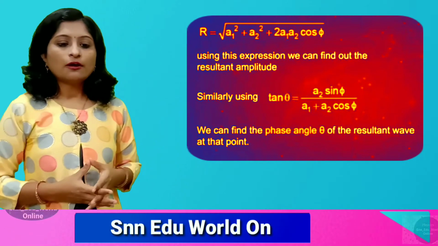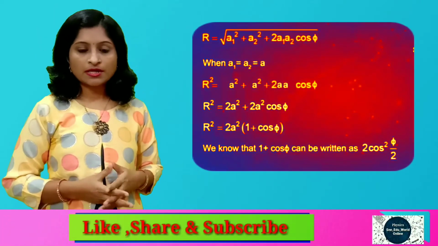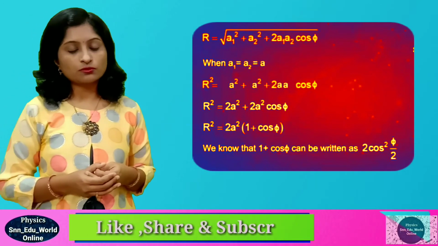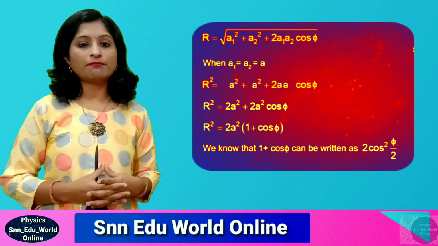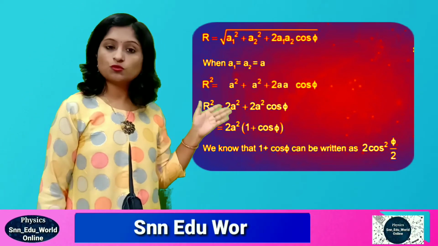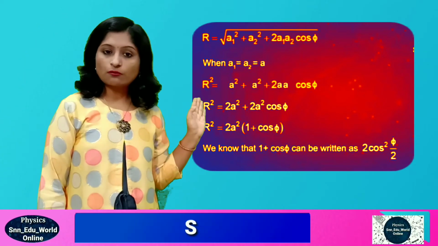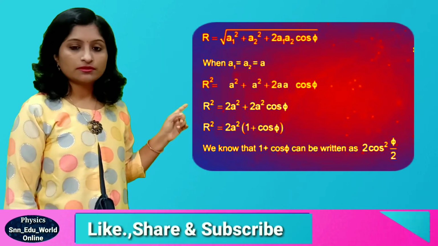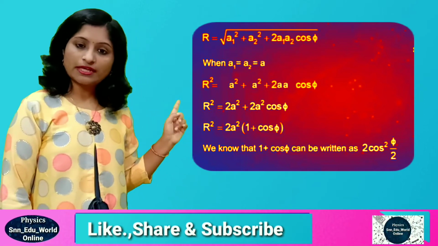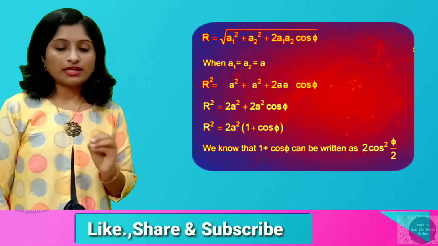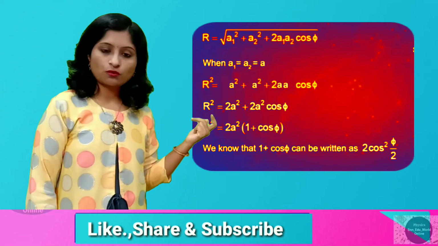Now here we will consider some cases. If two sources have the same amplitude, previously we had taken these two amplitudes as different. So suppose these two amplitudes are equal. That means a1 equals a2 equals a. Then what is the resultant amplitude? R square is equals to a square plus a square plus 2aa cos phi. Means we will get 2a square plus 2a square cos phi.